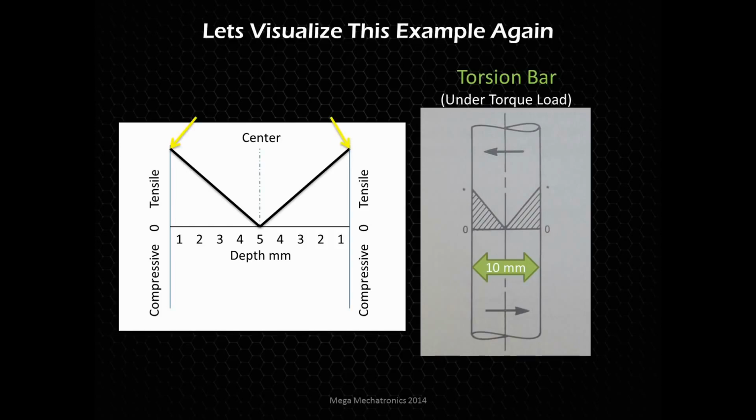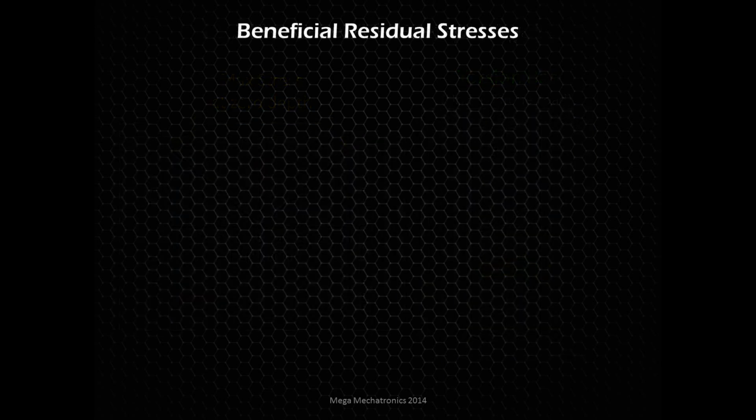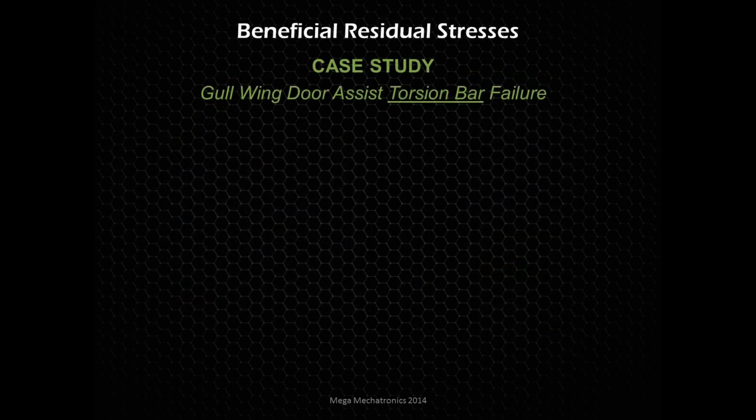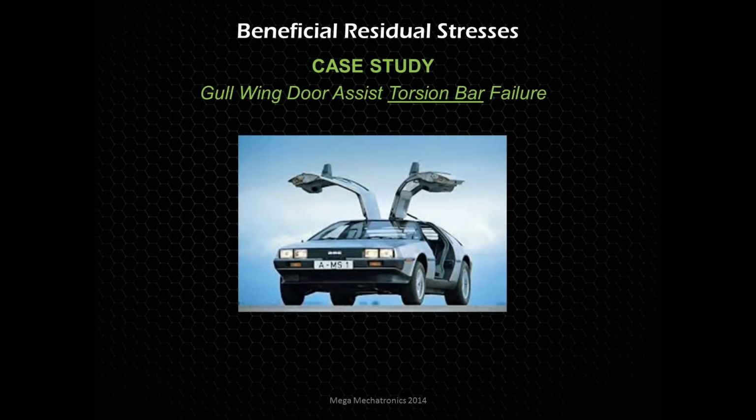And here, at the very edge, at 0 depth on the surface, is the point of maximum stress. Now this is sort of a precursor to looking at this case study of beneficial residual stresses to prevent failure, whether it's a distortion failure, what we're going to look at, or a fatigue failure. So let's do a case study on the gull-wing door assist torsion bar for a DeLorean, the Back to the Future car. There are actually torsion spring bars that assist the opening of the door.